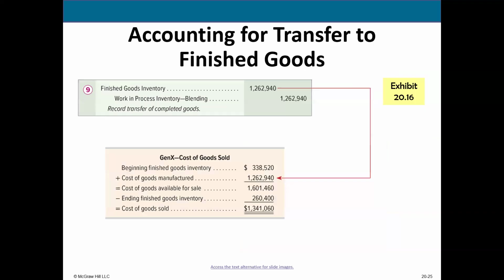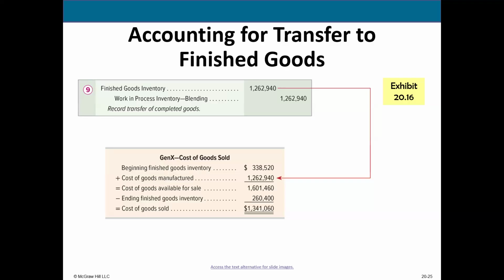And the last part of that physical flow is as the inventory finishes in the last department within work in process inventory, we transfer it out of work in process and into finished goods inventory. The way that we do that is we debit finished goods inventory and we credit work in process inventory of that second department, which is blending in this case. You'll notice that the finished goods inventory is the same amount as the cost of goods manufactured because the total cost of goods manufactured is representative of the total finished goods inventory.